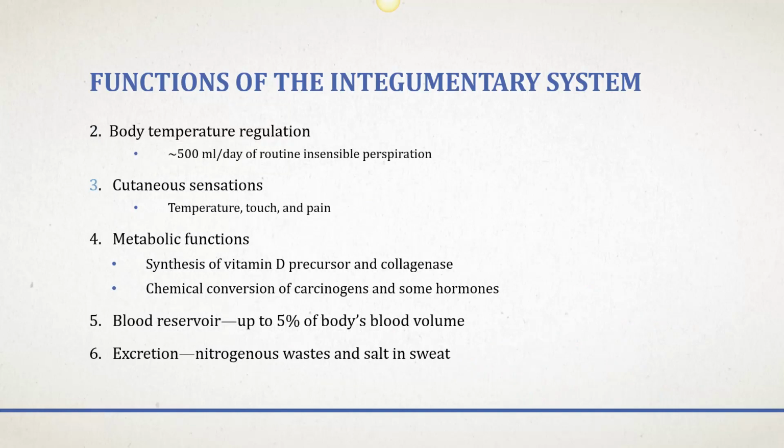So, body temperature regulation. We sweat. About 500 milliliters of water per day is lost through insensible perspiration. We have these eccrine sweat glands that we'll learn about later on in this lecture that are responsible for secreting this water, and they're located all over the body. This water is constantly given off, and it helps cool the body through evaporative cooling.